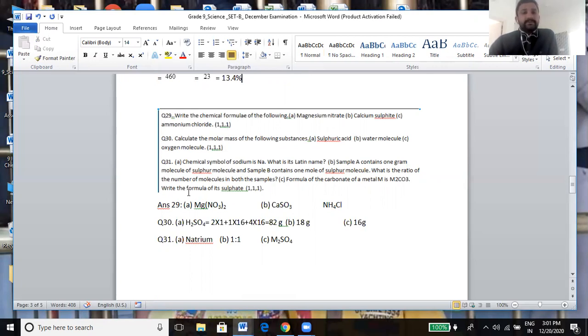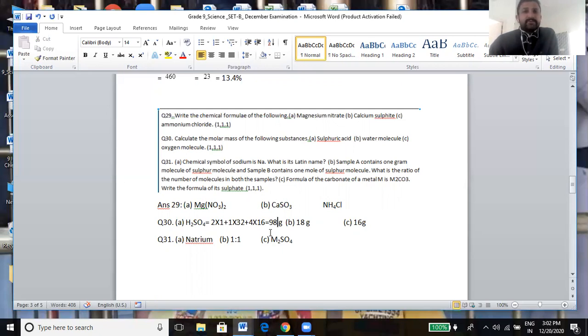2 into 1, 1 into 16 plus 4 into 16. You will write here 4 into 1 into 32. Okay. Now 2 into 1, that is 2. 2 plus 32. What is the result? That is 2 plus 32 plus 64, which is equal to 98.